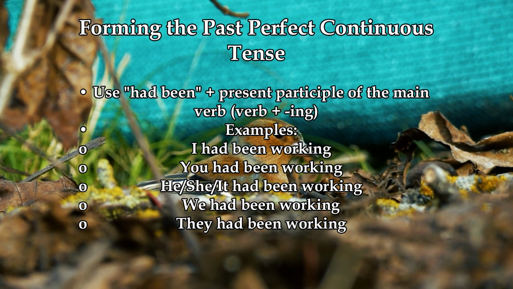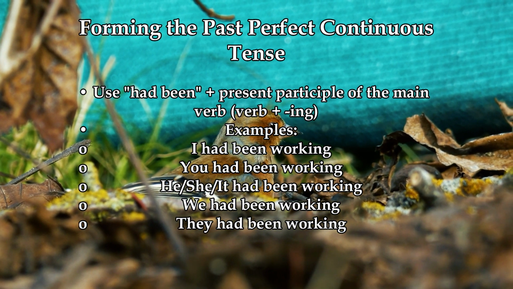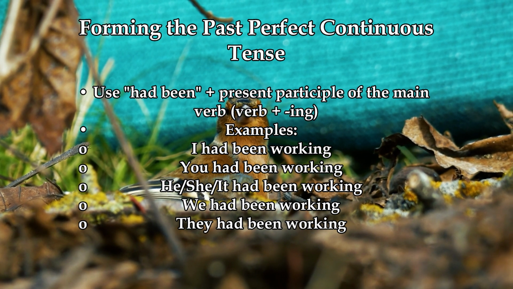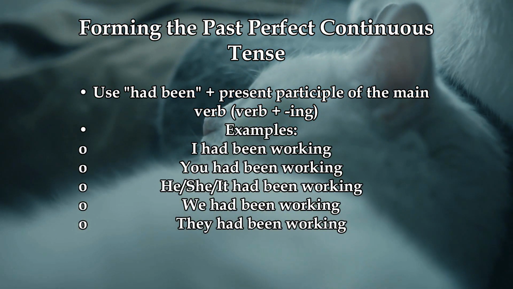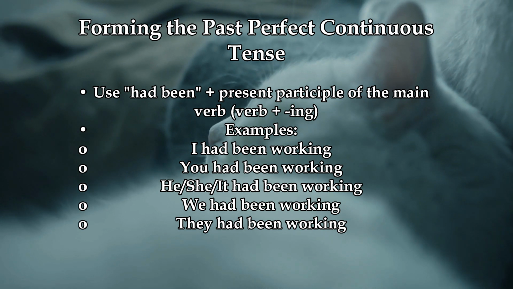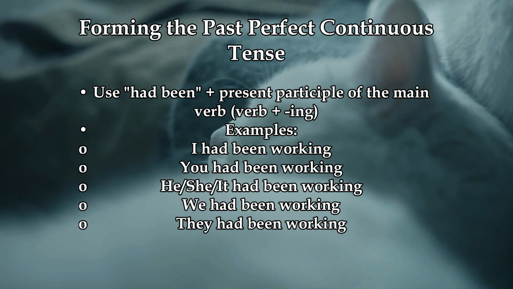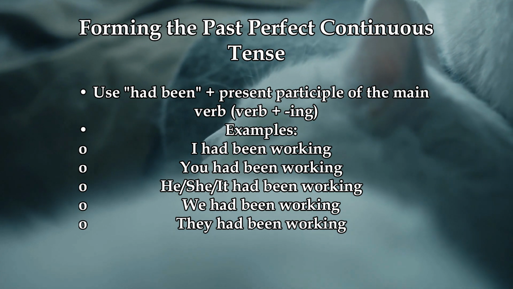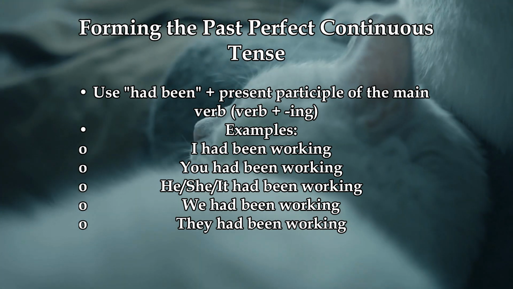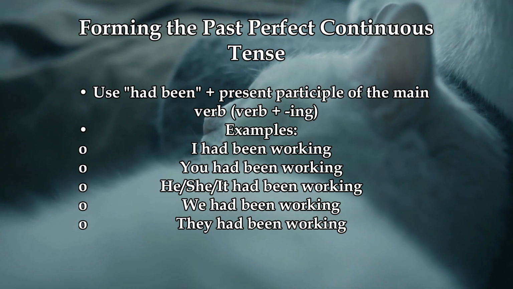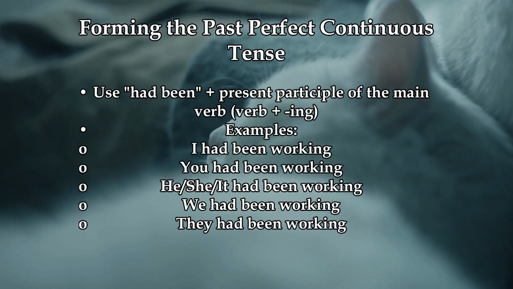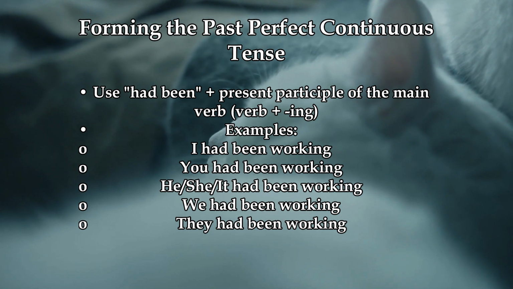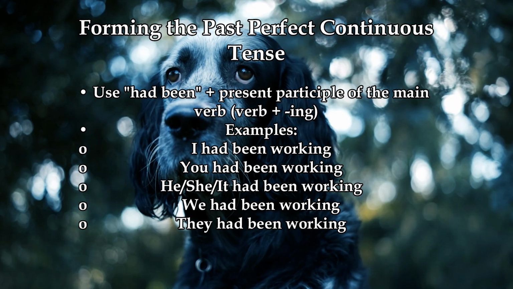For negative sentences in the past perfect continuous, you add not after had. I had not, hadn't been working. You had not, hadn't been working. He, she, it had not, hadn't been working. We had not, hadn't been working. They had not, hadn't been working.